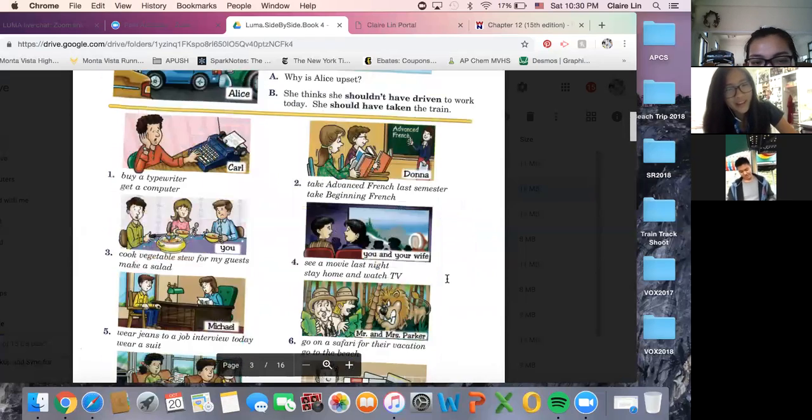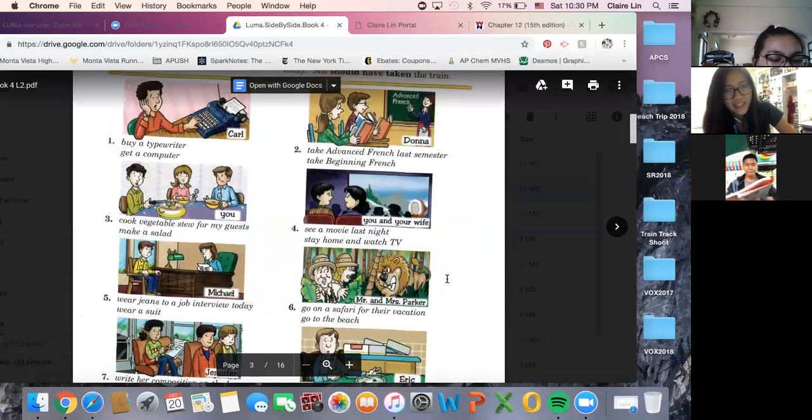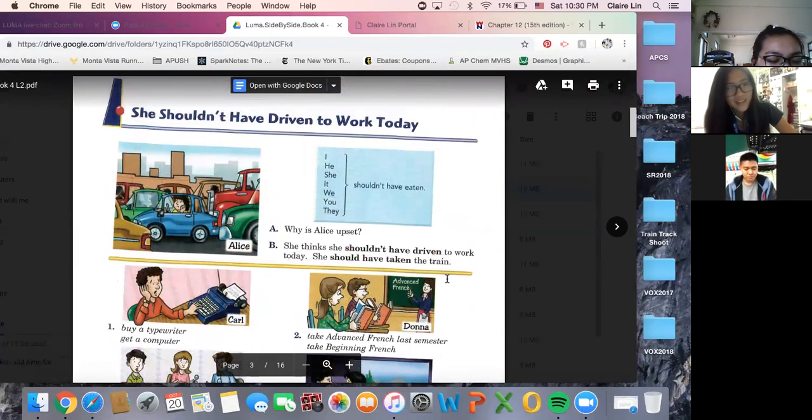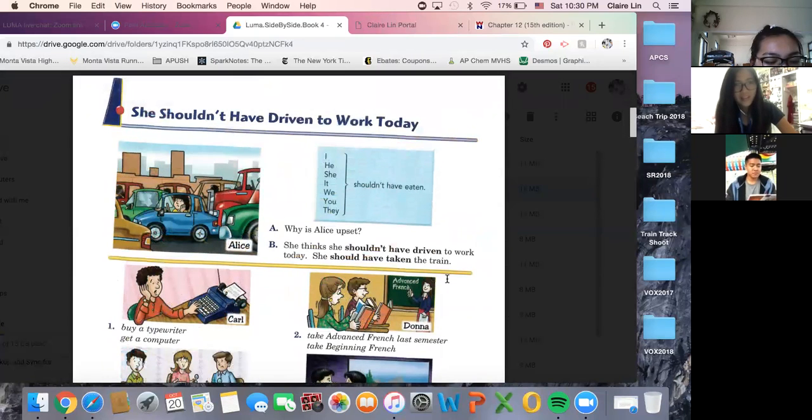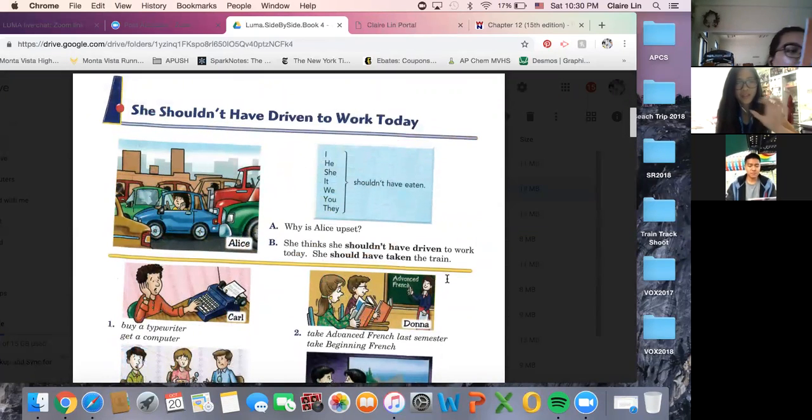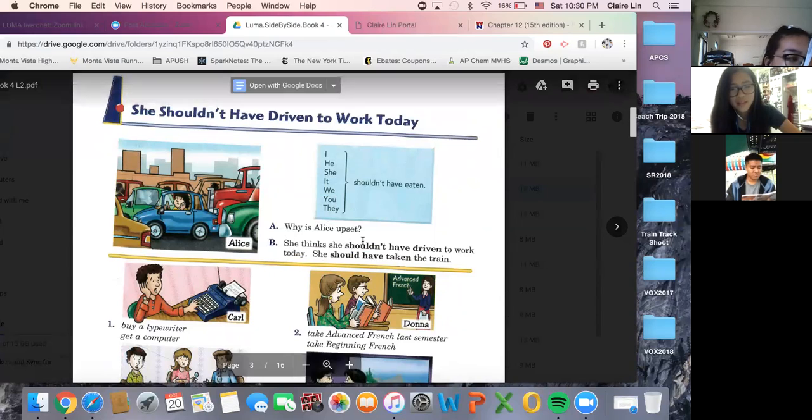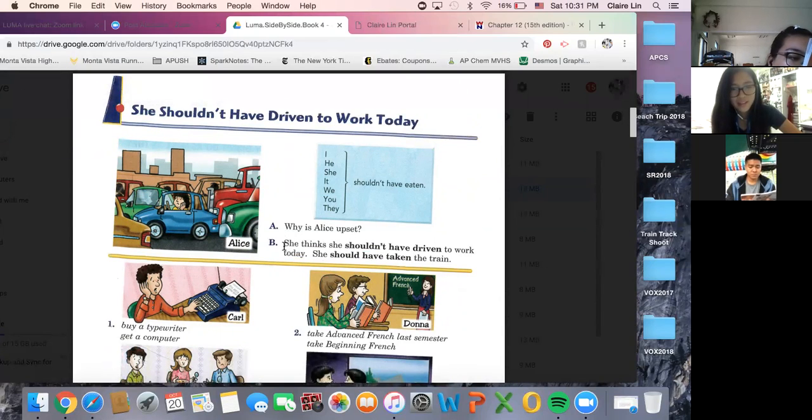Okay, let's move on to page 17. This one is talking about shouldn't have. It's the same thing except it's should not have instead of should have. It's about something that someone did do, but should not have done. This example says, why is Alice upset? The answer is, she thinks she shouldn't have driven to work today. She should have taken the train.